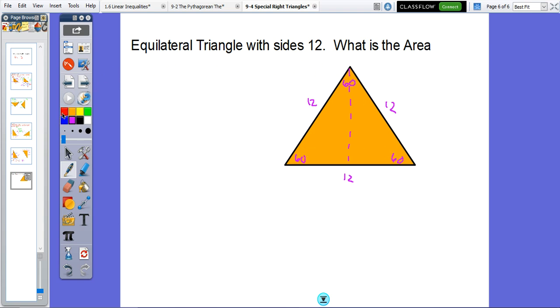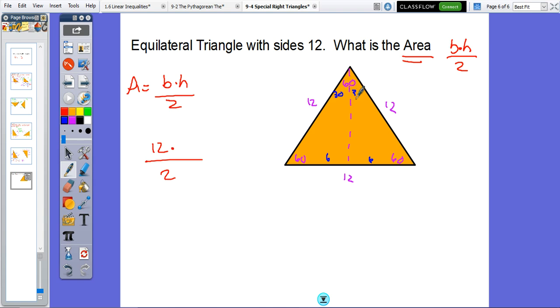Now, remember, to find the area of a triangle is base times height divided by 2. So we got our base in this situation. So area equals base times height divided by 2. We have our base. It's 12. So we're good on that part. We're missing, though, our height. So when you draw the height on an equilateral triangle, it also splits that angle in half. So not only does it split the sides in half, so we got 6 and 6, it splits our angles.